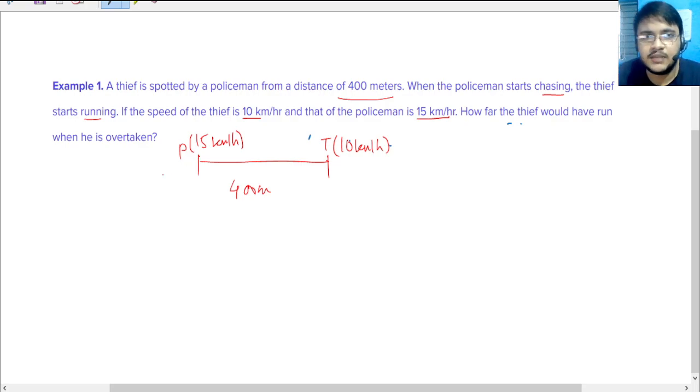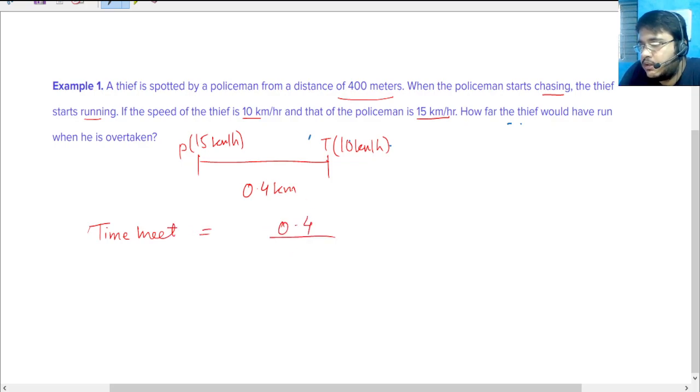Now the very first thing that comes into my mind is that both the speeds are given in kilometers per hour, whereas the distance between them is given as 400 meters. So let me just quickly convert this into kilometers. I'll write it as 0.4 kilometers. So by the concept of relative speed, time to meet will be 0.4 upon the difference. Also remember that they're running in the same direction. So they're running in the east direction, west, whatever the direction is, that is the same, right?